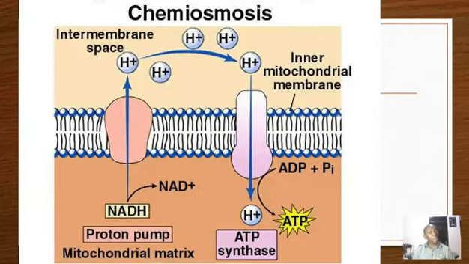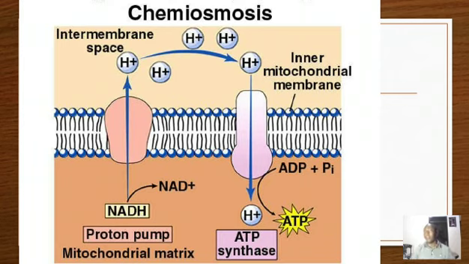or from fat. They split into hydrogen ions and electrons. The hydrogen ions are then actively pumped, or the protons are pumped by a proton pump. In other words, using energy from the matrix into the intermembranous space, that is between the inner and outer membranes of the mitochondrion.